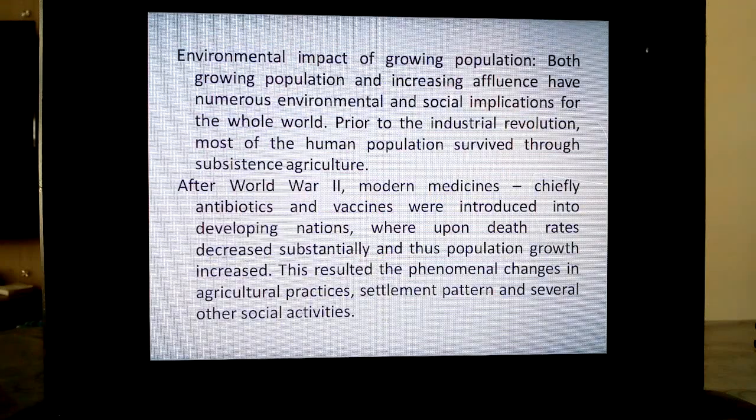Environmental impact of growing population. Both growing population and increasing affluence have numerous environmental and social implications for the whole world. Prior to Industrial Revolution, most of the human population survived through subsistence agriculture. That means before Industrial Revolution, most of the people were depending on agriculture, and later slowly they started living on this industrial development.